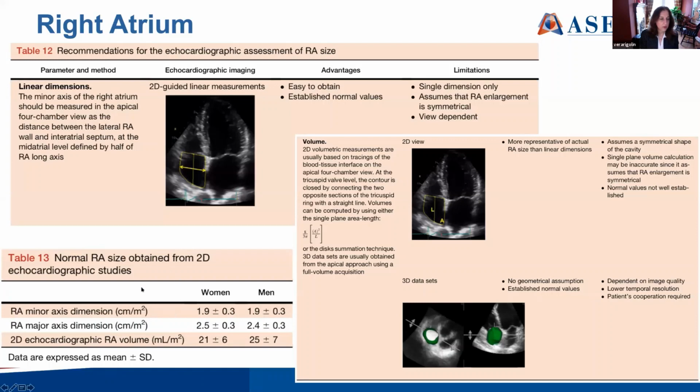Nevertheless, we do have normal values that are in, again, that chamber quantification document, and you see the normal values here, divided again between men and women. We tend to use volumes more often in our lab, and keep these numbers in mind with respect to what is considered normal. So don't forget to normalize these values according to gender.